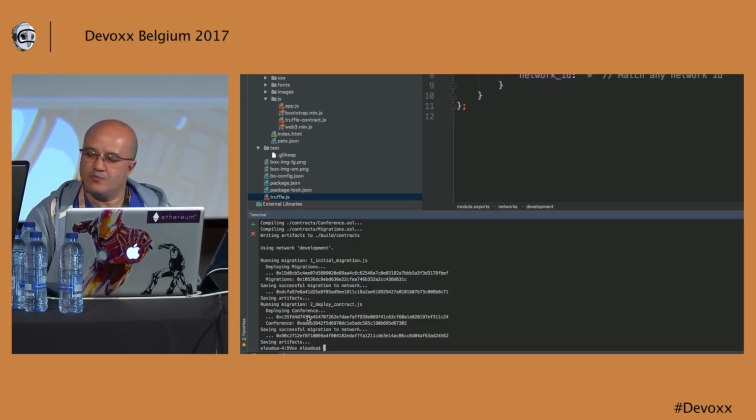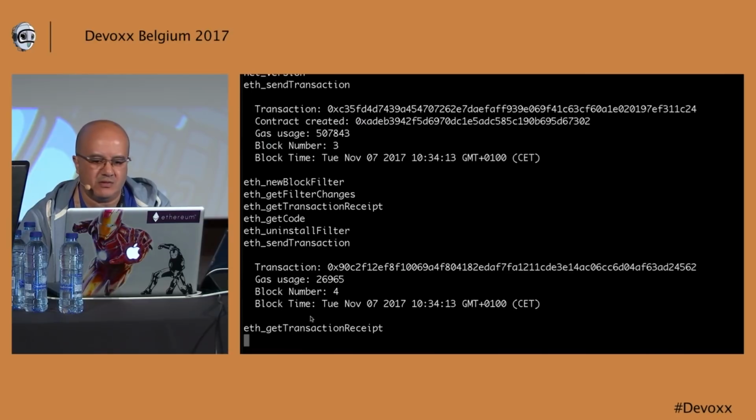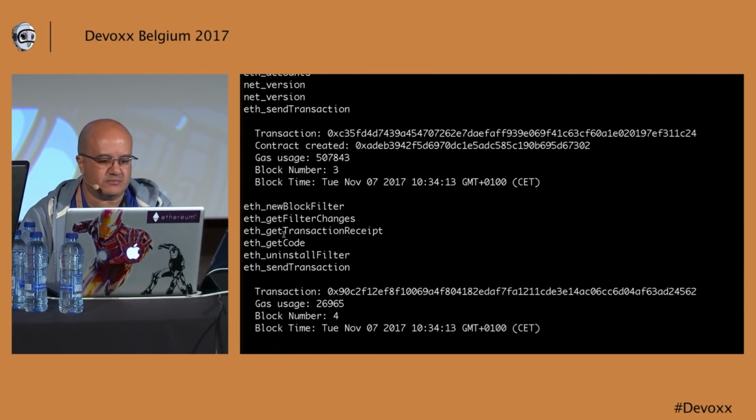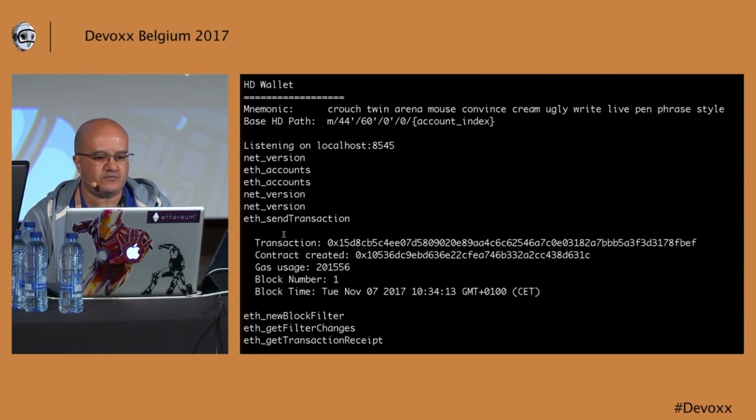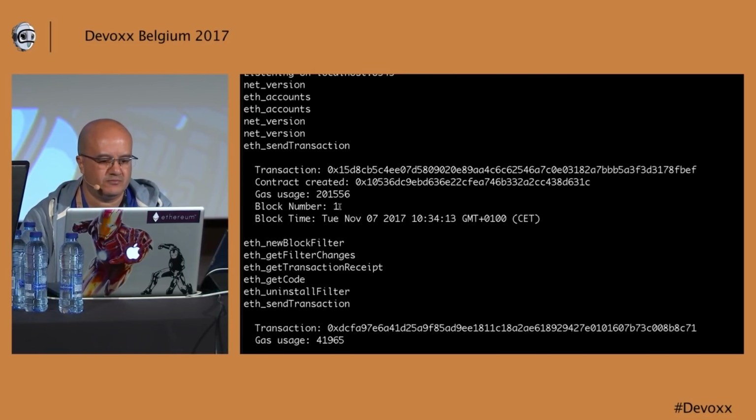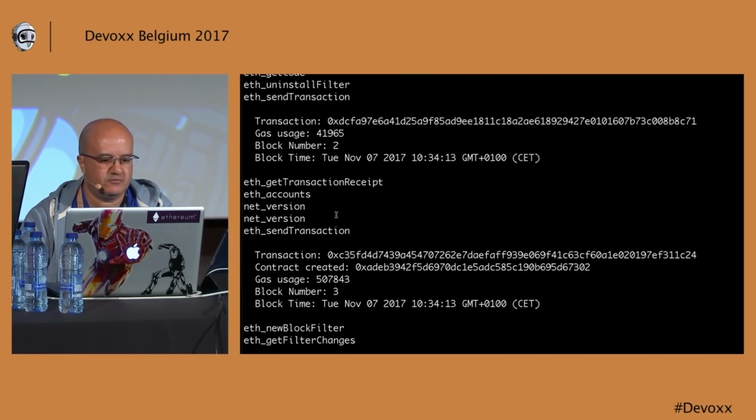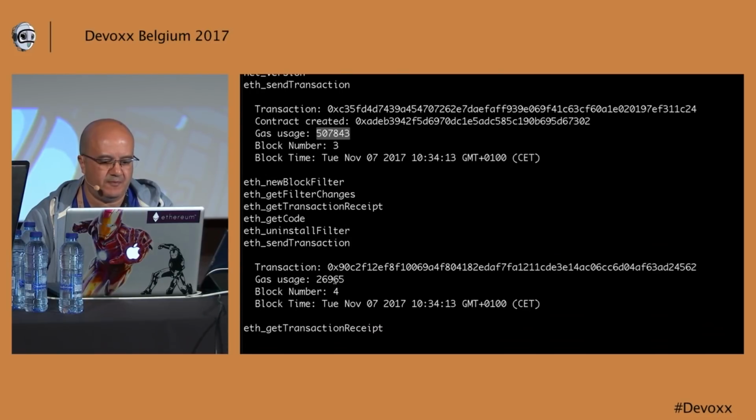Can you show the console for test RPC? Yeah. Just the test RPC terminal. Just switch. Yeah. So here you can see all the transactions that have been created and how much gas they cost, you know, gas usage and so on. So that's also some information you get from test RPC.